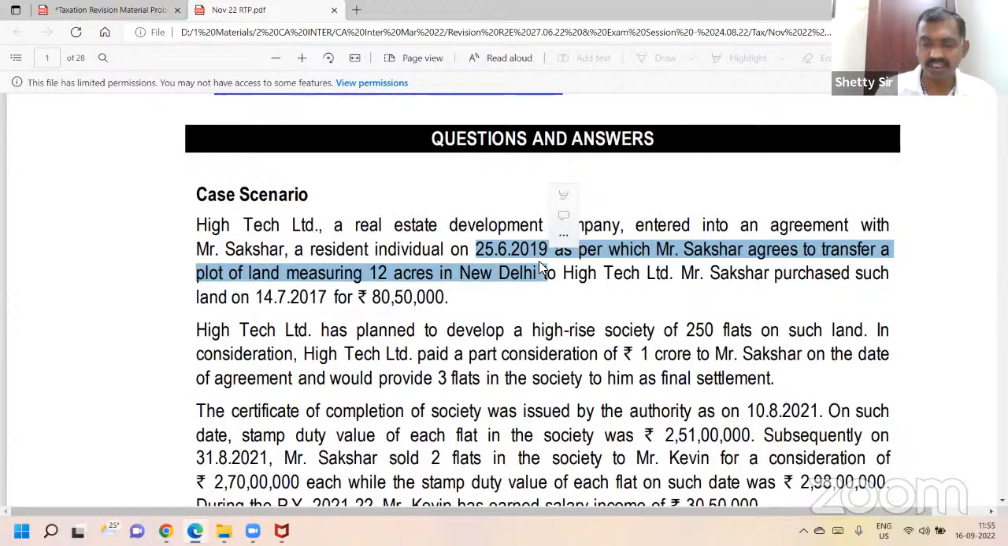250 flats on such land. 2 RMRs. To give Sakshar, small a, cash consideration. Monetary cash includes cheque. N number of times I told you. So cash, matching, monetary consideration.